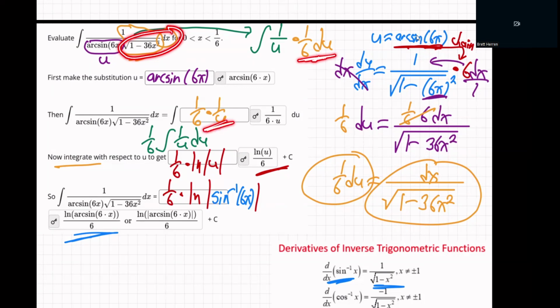So that's 1/6 du. Put the 1/6 in the front, integrate 1 over u. That's natural log of absolute value u. Put back in what u is, the arc sine or inverse sine of 6x. And there we go.